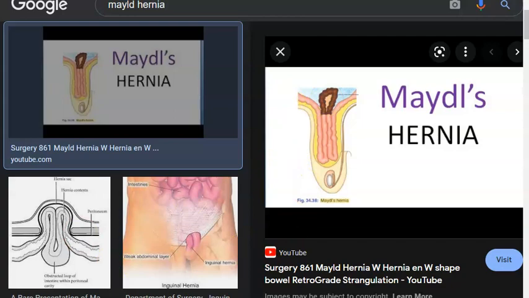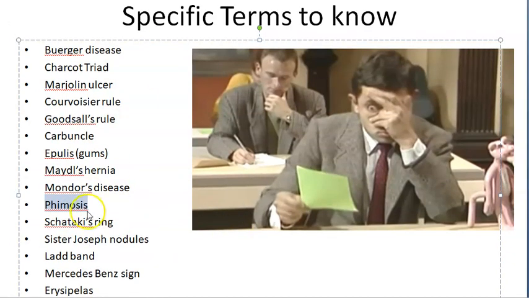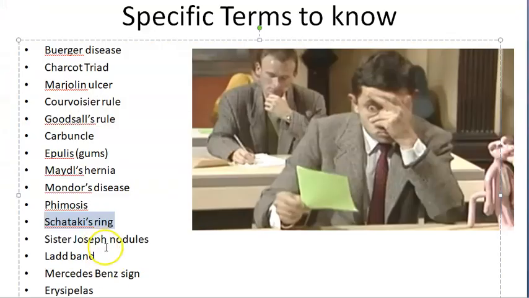Okay, W. Okay, remember. Then phimosis, something to do with the penis, isn't it? You remember that very well. So foreskin is so tight you cannot retract it. So basically here, this is the only actual indication for circumcision. Then Schatzki's ring. What is this like? Sounds like a Schatzki ring. See, there's a stricture here, esophageal stricture, Schatzki's ring. Okay, if you can remember, this is something to do with the esophagus.